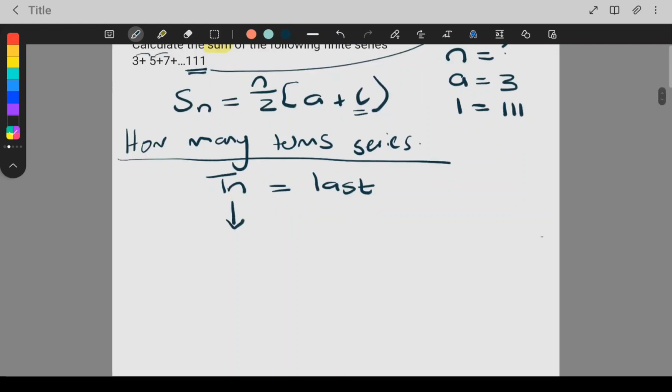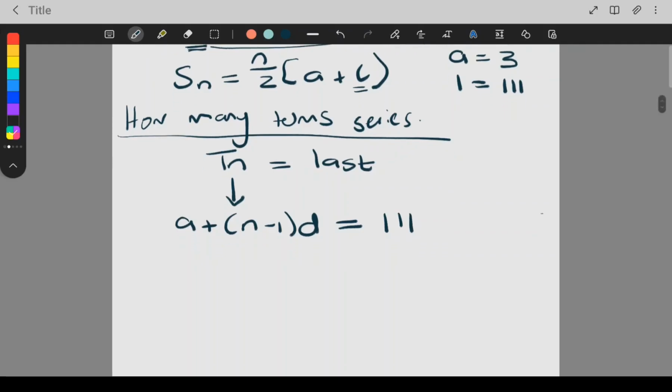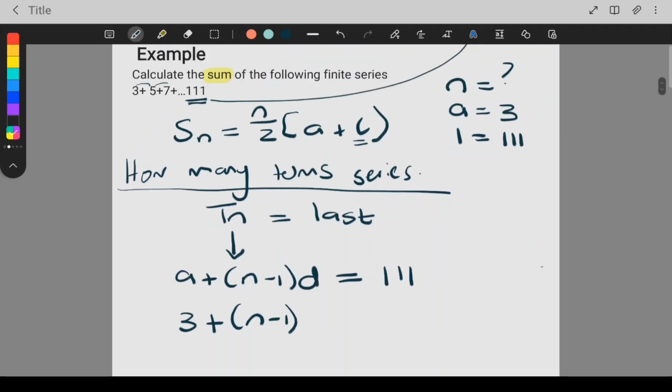The general term for an arithmetic series or sequence is a plus (n minus 1)d. And I'm going to make that equal to the last term, which is 111. a is the first term, so 3 plus (n minus 1) times d. I don't know what n is, so I'm going to solve for n. And d is what? The constant difference is T2 minus T1. T2 is 5, T1 is 3. The constant difference is 2.